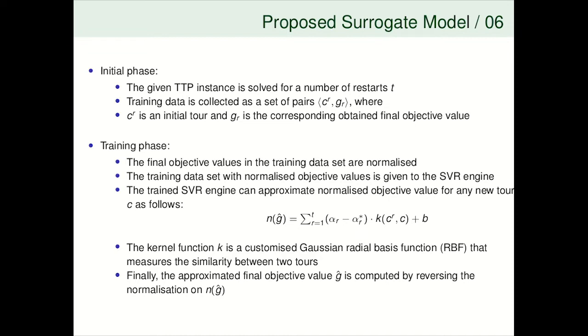The trained SVR engine can approximate the normalized objective value, which means ng hat in this formula, for any new tour. The kernel function k in this formula is a customized Gaussian radial basis function that measures the similarity between two tours. Finally, the approximated final objective value g hat is computed by reversing the min-max normalization on ng hat.